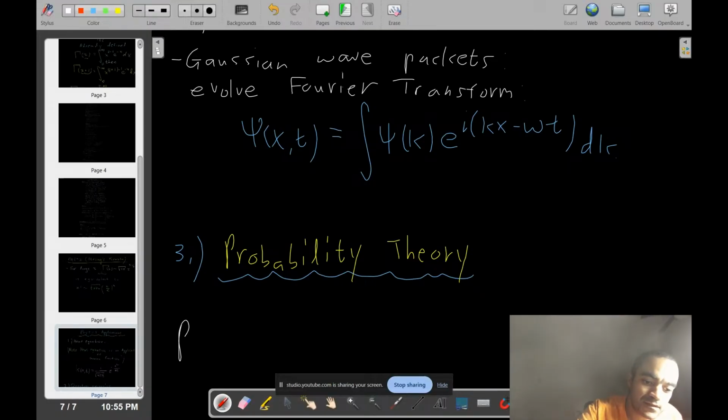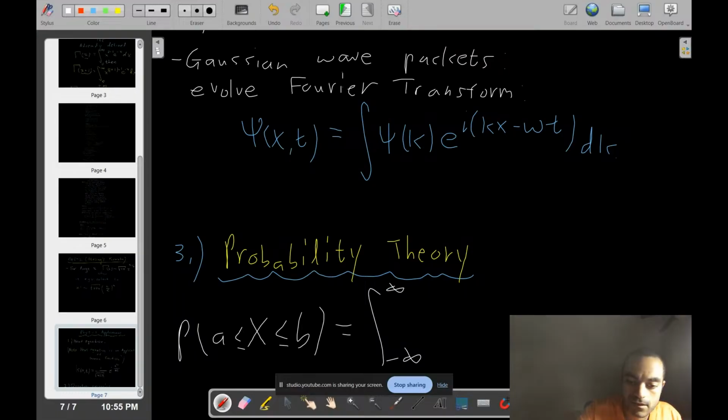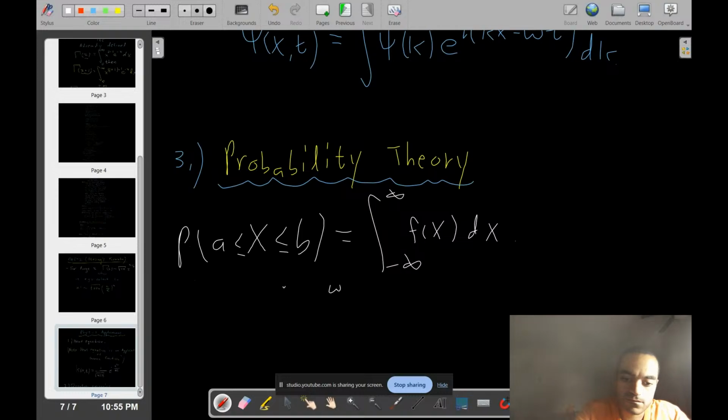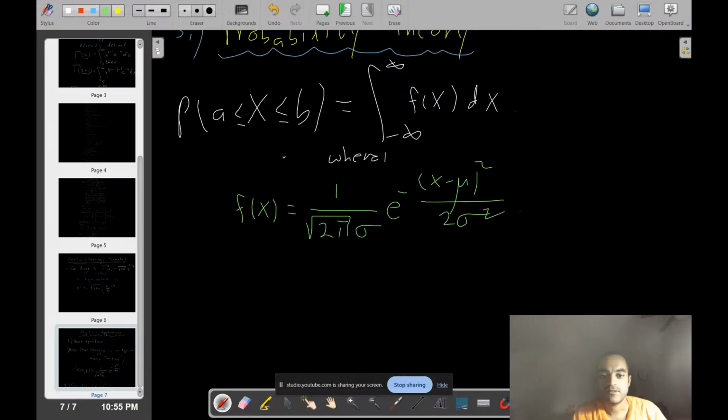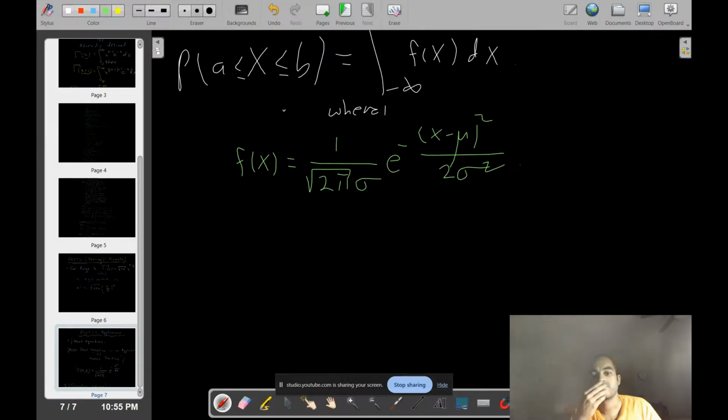Okay, so P of A being smaller or equal to X, which is smaller or equal to B, is equal to the integral from minus infinity to infinity of f of x dx, where f of x is a probability density function, which I mentioned earlier: 1 over the square root of 2 pi sigma times e to the power of negative (x minus mu) all squared divided by 2 sigma squared. Okay, that's another example where you'd use this.